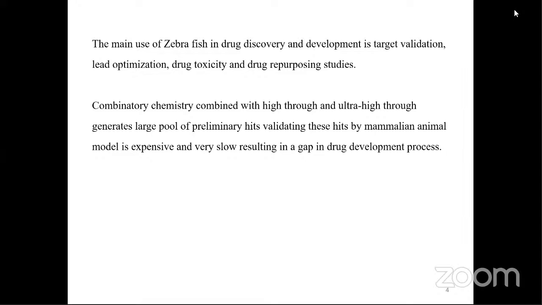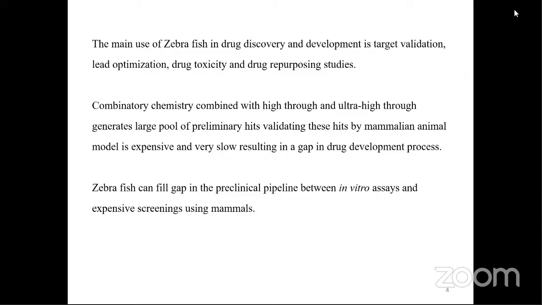Combinatorial chemistry combined with high-throughput and ultra-high-throughput screening generates a large pool of preliminary hits. Validating these hits in mammalian animal models is expensive and very slow, resulting in a gap in the drug development process. That's the reason why zebrafish has been taken as a model, because of the long duration as well as the cost. Because of this, zebrafish has been emerging so rapidly, right?